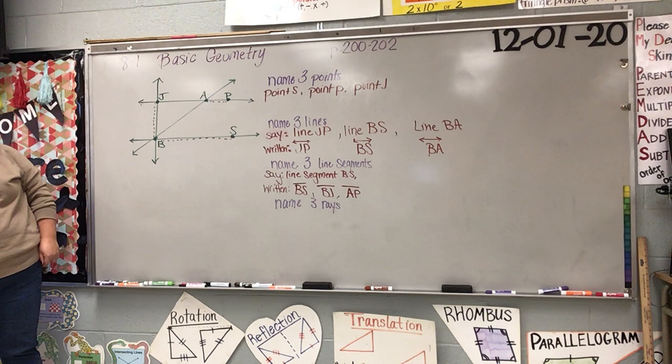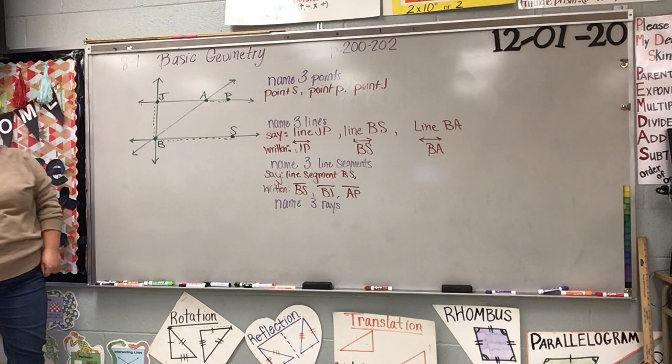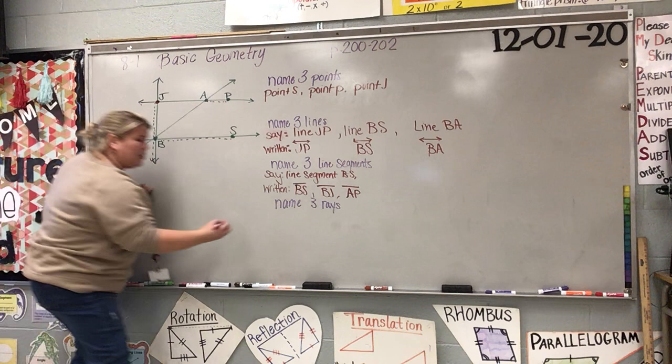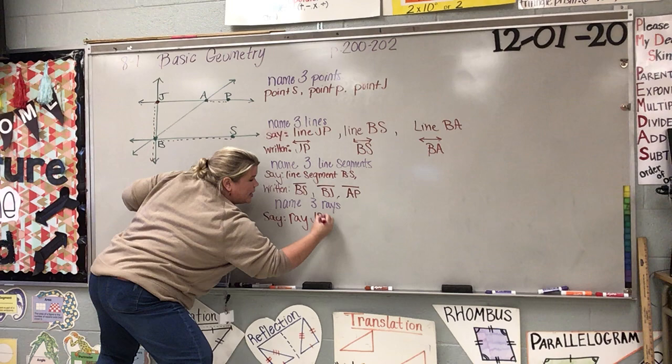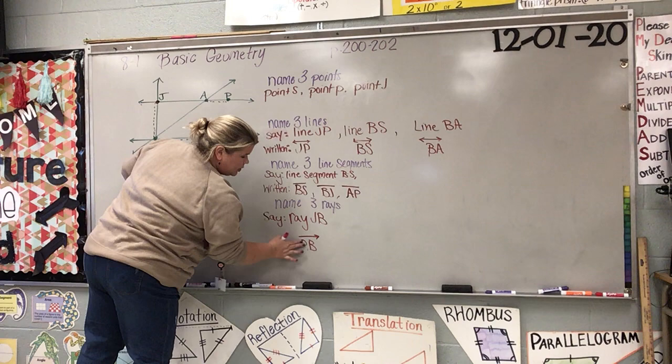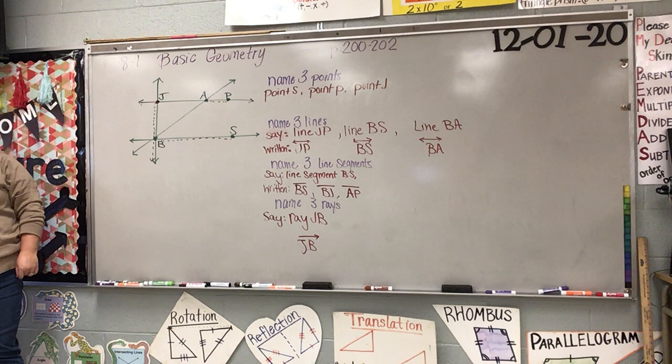All right. Let's name three rays. Talk to me. J what? B, okay. Would you say that if I started at J and I said it was a ray, would that work? Yes. So I would say ray JB, but watch me. Do y'all see my ray sign? It's part of a line segment, but part of a line.